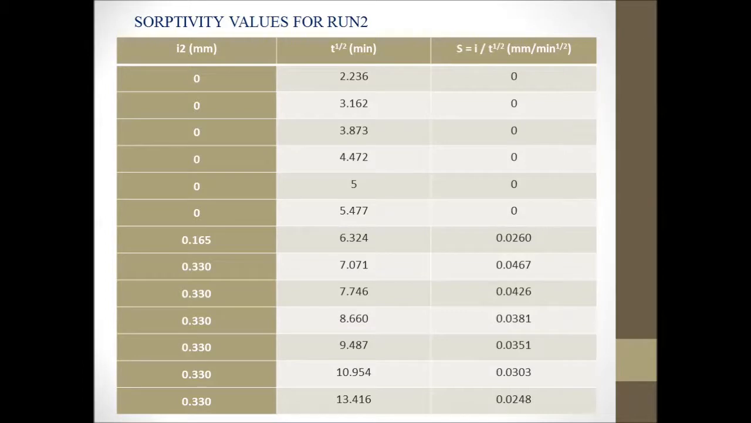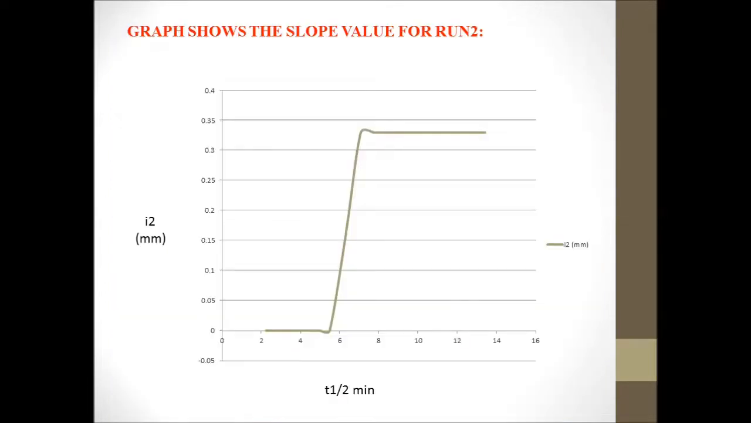Sorptivity values for run 2. We have to find this out for all the 26 runs. Only 2 examples have been shown. Sorptivity value is I by t to the half, where t to the half is the root of time.